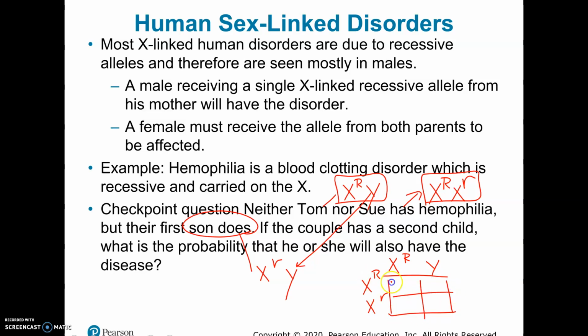And what we would see is the chance of them having another child with hemophilia. Technically, we should separate this out by sex. So the chance of a daughter with hemophilia is actually a 0% chance. They cannot have a daughter with hemophilia because as long as the dad doesn't have it, she's going to get a good copy from him. Chance of a son with hemophilia, a little bit different. Chance of a son with hemophilia, 1 out of 2. 1 out of 2 sons would be likely to have hemophilia.